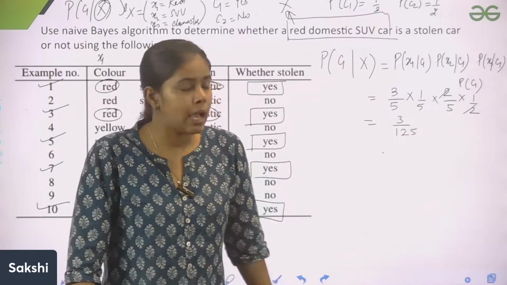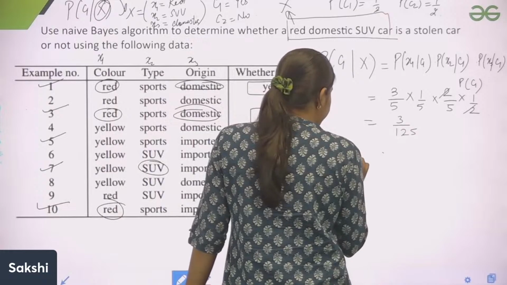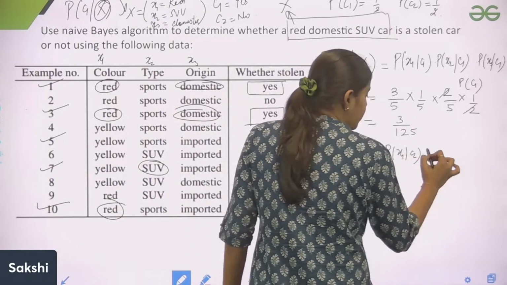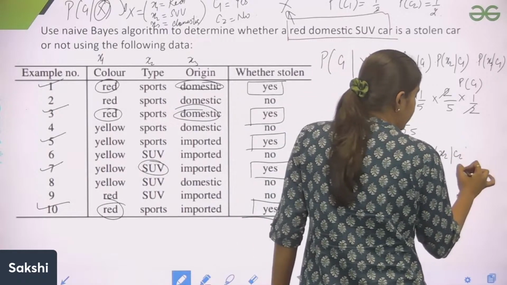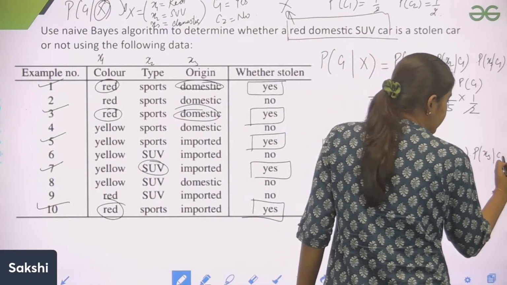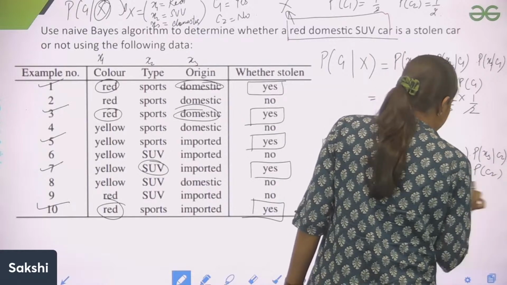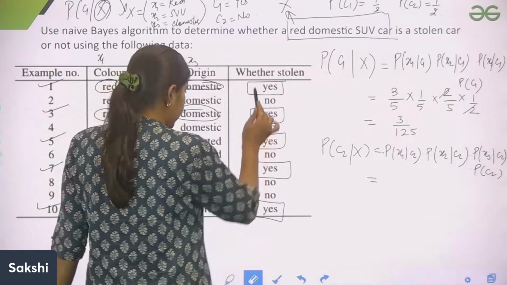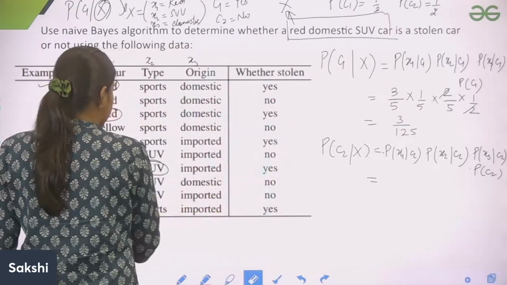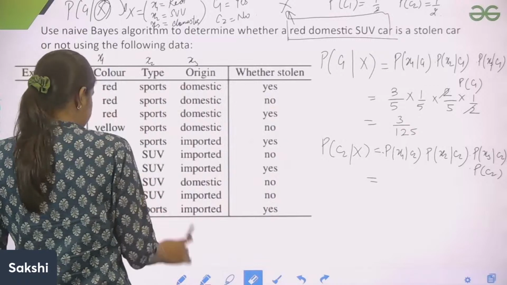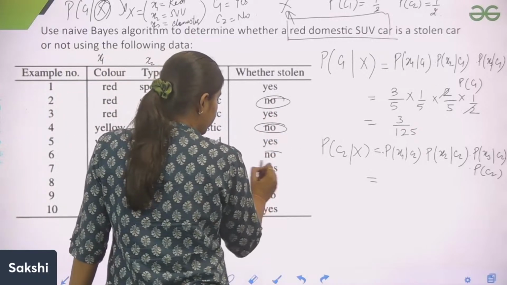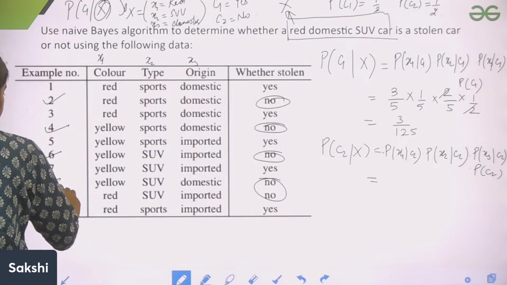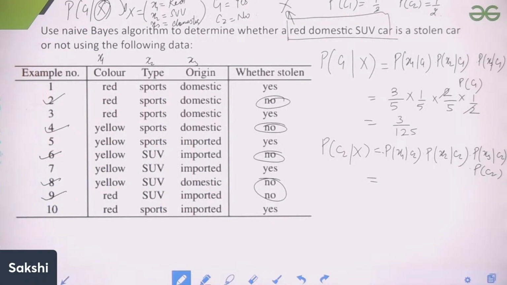Now I'll do the same thing and find out probability c2 given x. Again the same thing: probability x1 given c2, into probability x2 given c2, into probability x3 given c2, into probability of c2. What is the probability of x1 given c2? Let's first decide what the examples of c2 are. This no, this no, this no, these two. So that means 2nd, 4th, 6th, 8th and 9th. These 5 are the examples of class c2, that means no.